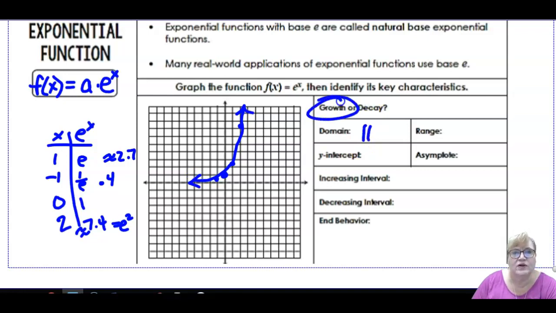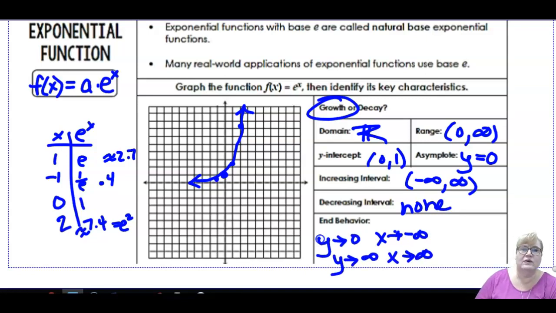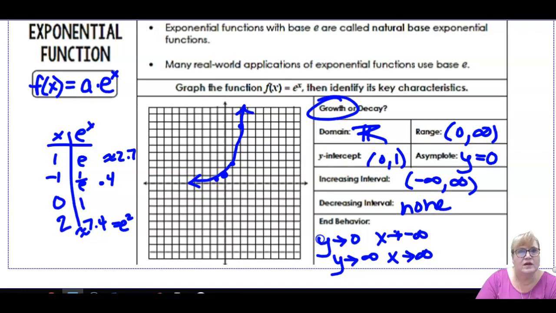So it's growth, all real numbers, 0 to infinity, y equals 0 or the x-axis, 0, 1. It is all increasing, never decreasing, and behavior on the left is approaching 0, and it's approaching infinity on the right. Okay, I know I went really fast, but it's very much like y equals 2 to the x. All right.